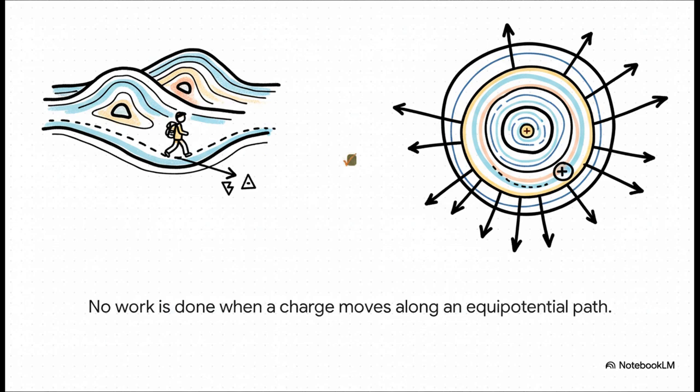This map analogy just keeps getting better. If you're out hiking and you walk perfectly along a contour line on a hill, you aren't going up or down, right? It's exactly the same for a charge. If you move a charge along an equipotential path, it costs zero energy. No work is done. That's because the electric force is always pushing perpendicular to the way you're going, so it can't give you a push or a pull along your path. It's kind of like a free ride across the landscape.